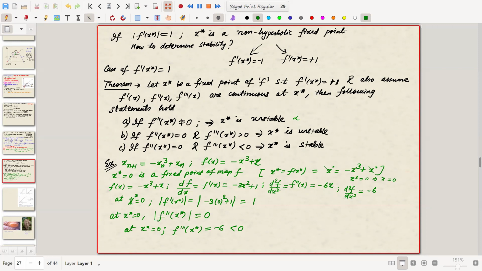So out of B and C, which one will be applied? C, because here f triple prime is less than 0. Okay, follow my cursor. What do you consider here? x star is stable. So what do you conclude from here? x star equal to 0 is stable.